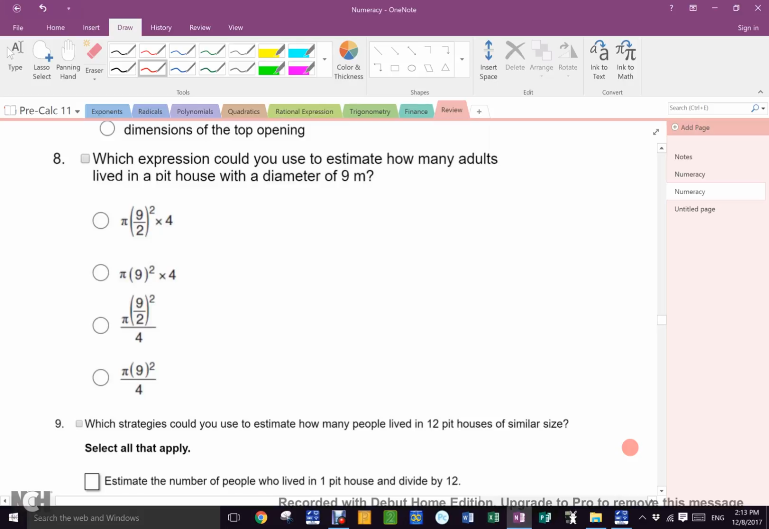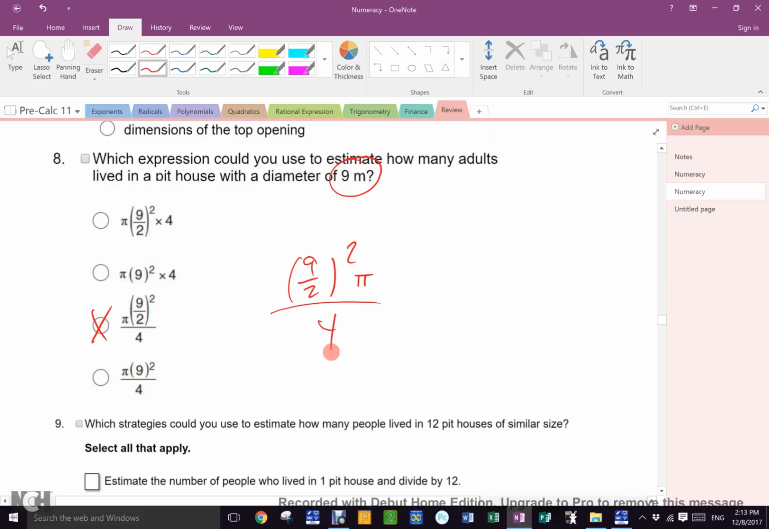We just did the first question. We know we need the area, right? So how do I find the area? It's number 3, right? Because it's pi r squared. We have a diameter, so 9 over 2 squared times pi, no problem.